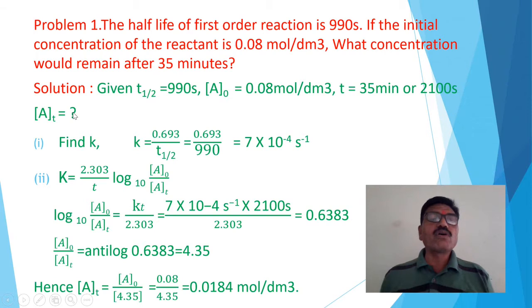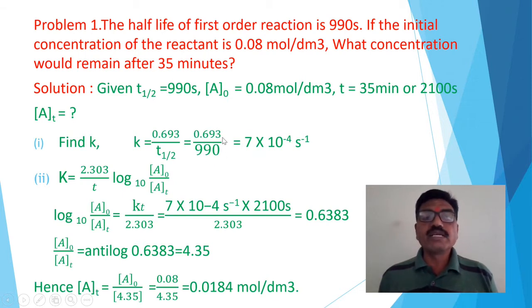So how to solve this problem? This can be solved in 2 steps. What is the first step here? As T half is given, one can easily find the value of K, the rate constant. Here we have the formula: K is equal to 0.693 upon T half. Just put the value of T half and solve this with the help of the log table. You can easily get this answer. So simple.